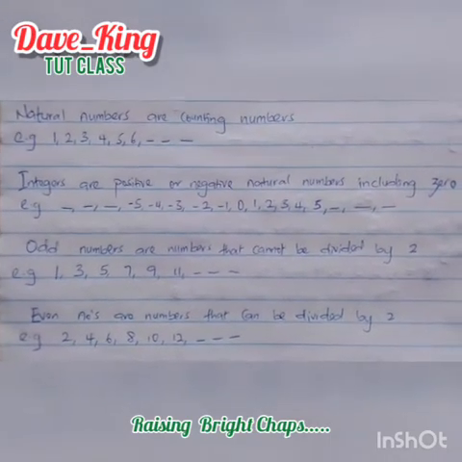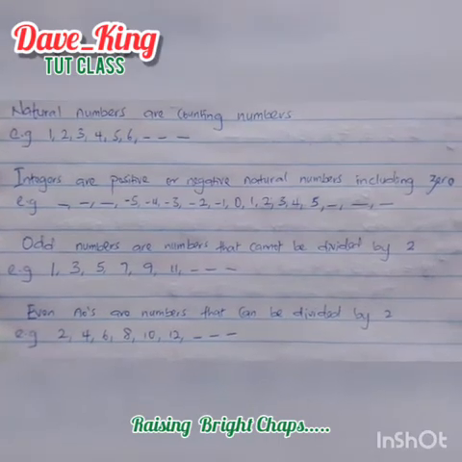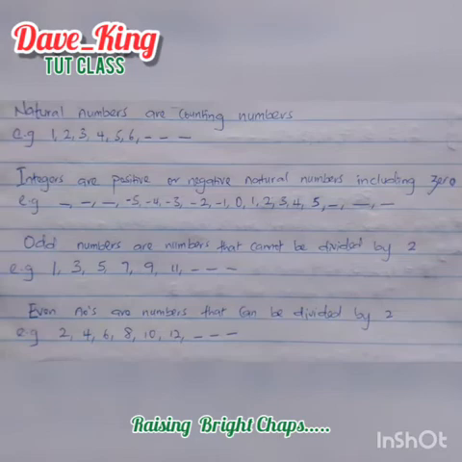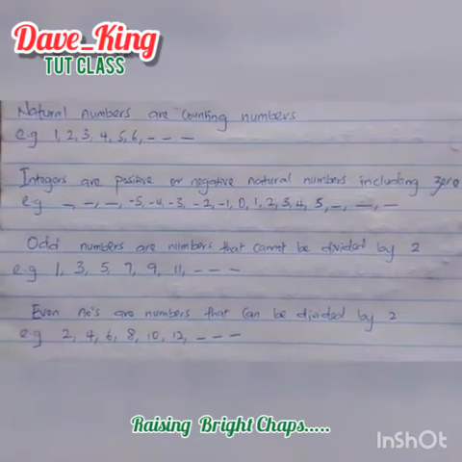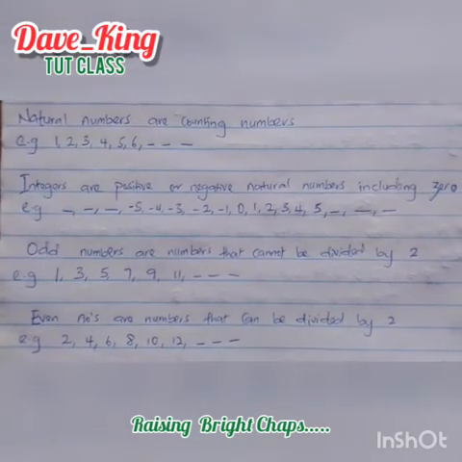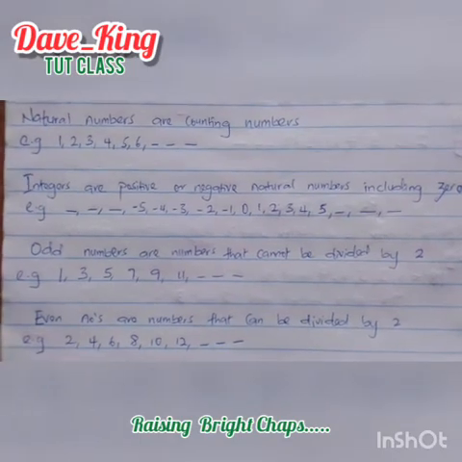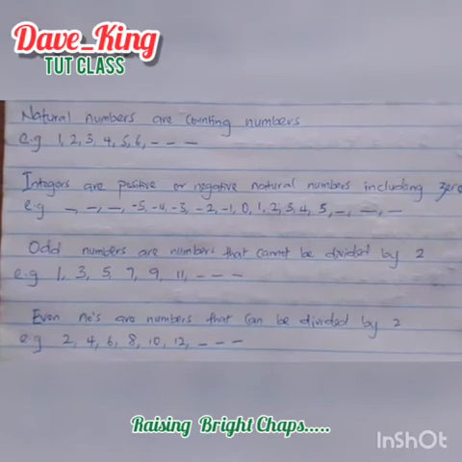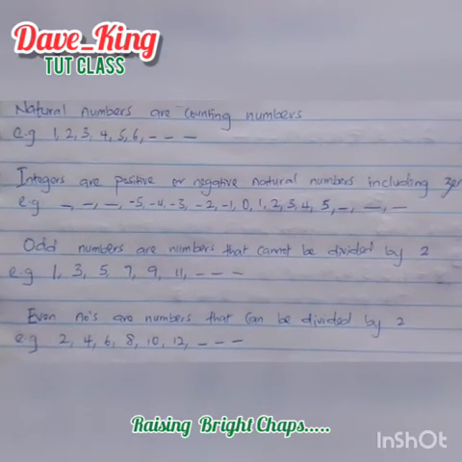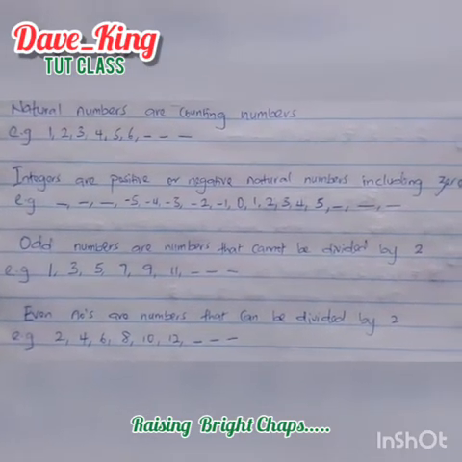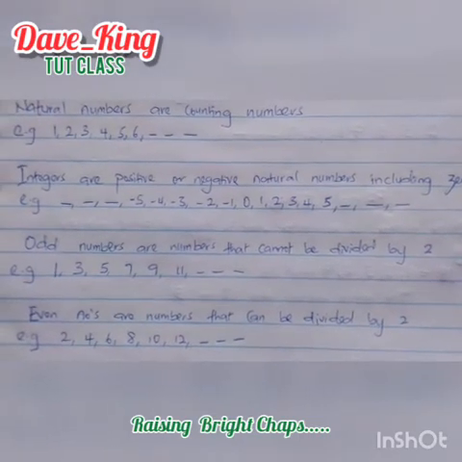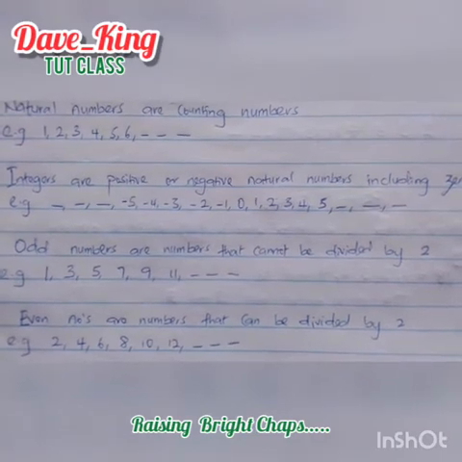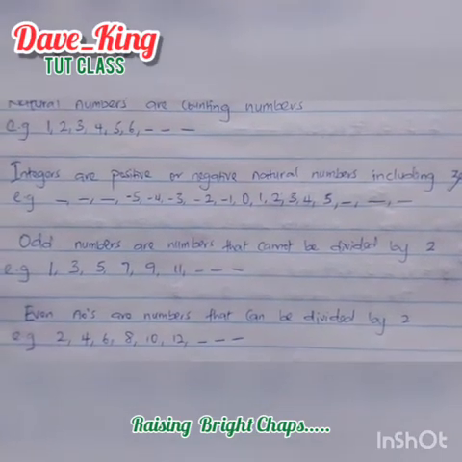For integers, integers are positive and negative natural numbers, including 0. Now, in the case of natural numbers, we don't have 0 because it is not part of our counting numbers. And for integers, we have examples as negative 5, negative 4, negative 3, negative 2, negative 1 up to 5, and so on. So it's starting from negative infinity and ending at positive infinity. Okay, so those are integers.